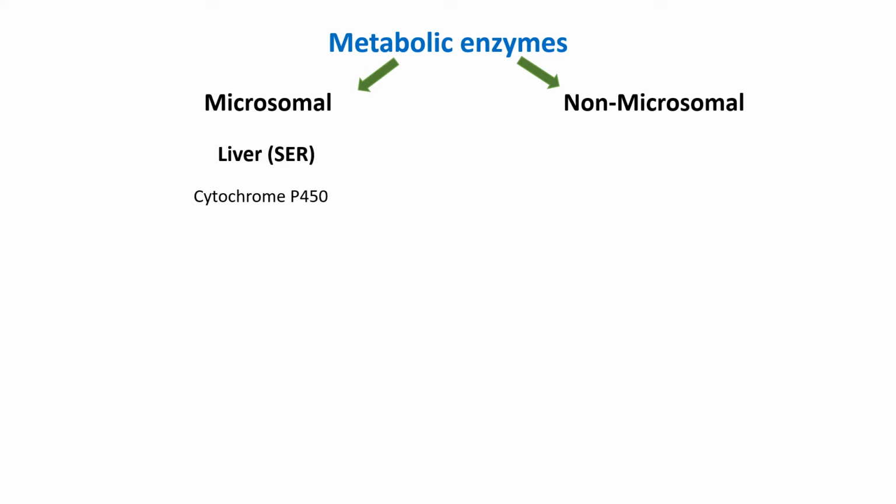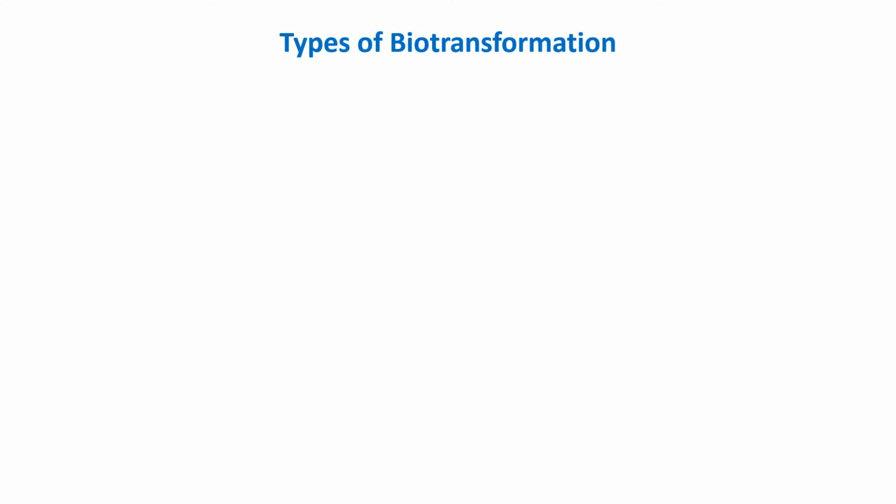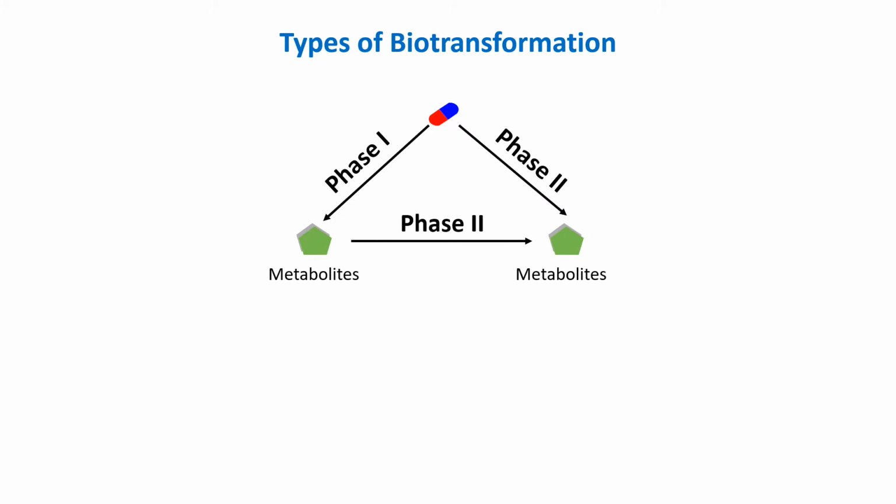Non-microsomal enzymes are found in various locations throughout the body, including the liver. These include cytosolic enzymes like alcohol dehydrogenase or glucuronyltransferase, mitochondrial enzymes like monoamine oxidase, and plasma esterases like acetylcholinesterase and pseudocholinesterases. There are two phases in biotransformation. These are phase 1 and phase 2 reactions.